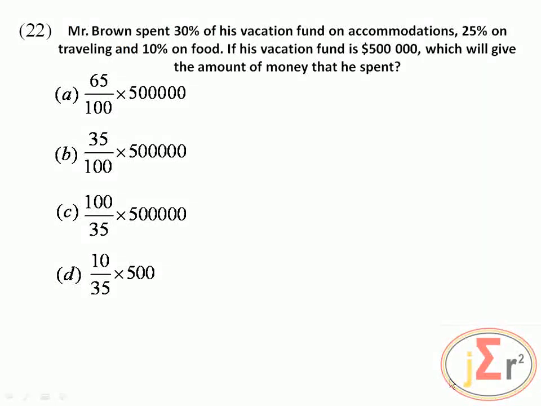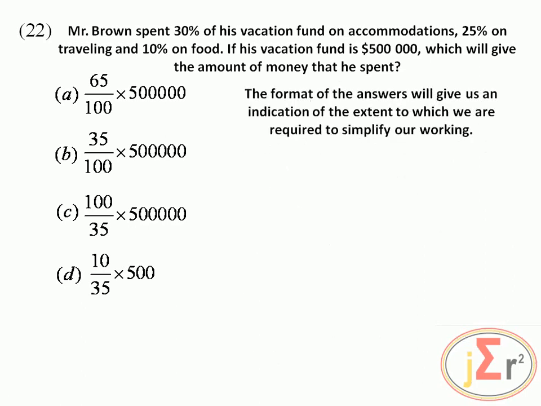Mr. Brown spent 30% of his vacation fund on accommodations, 25% on traveling, and 10% on food. If his vacation fund is $500,000, which will give the amount of money that he spent. The format of the answers will give us an indication of the extent to which we are required to simplify our working.